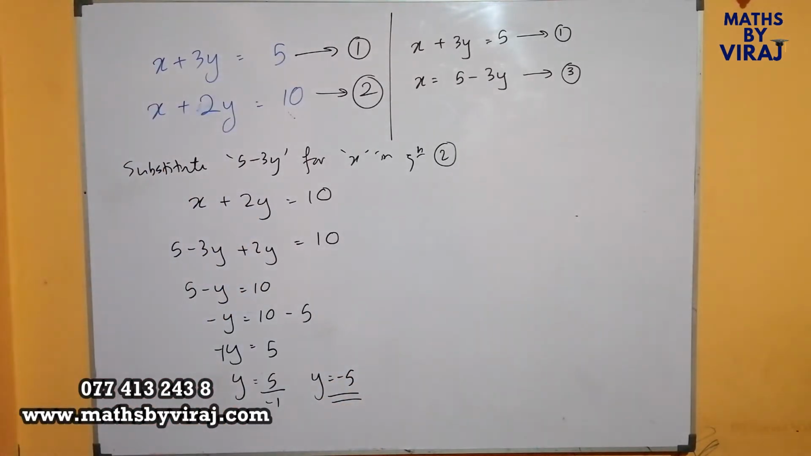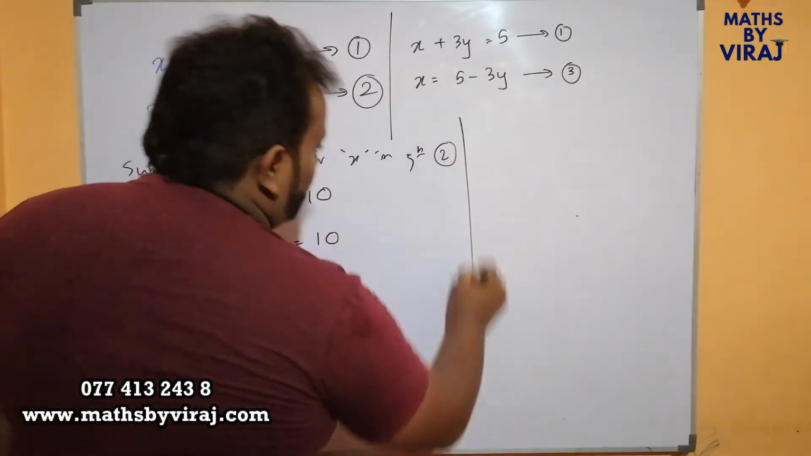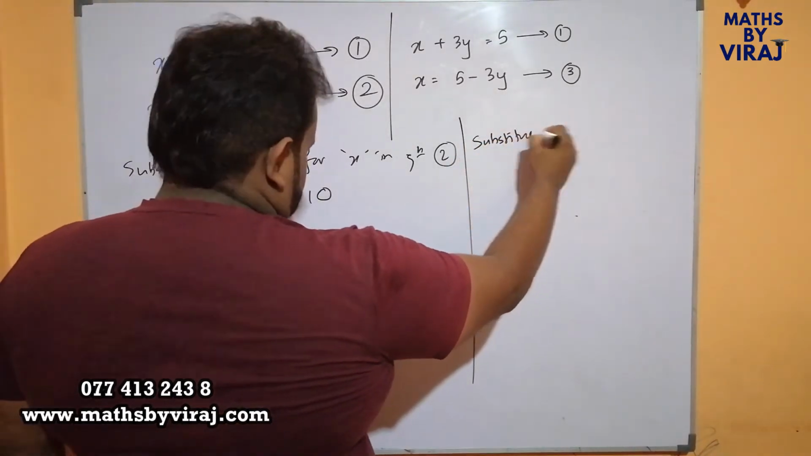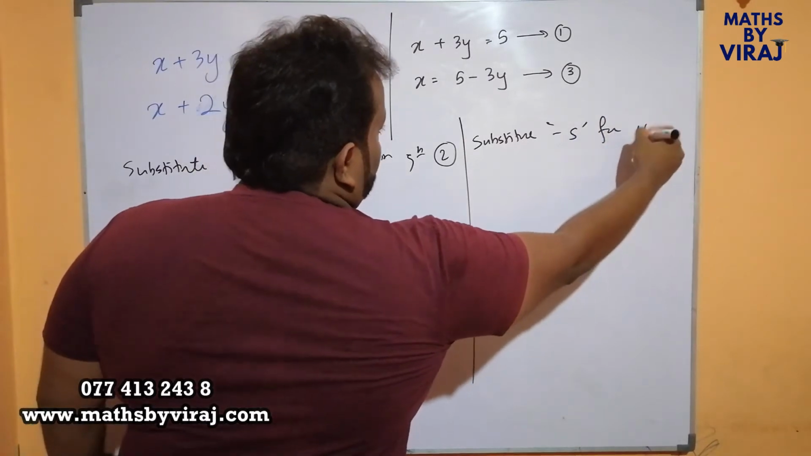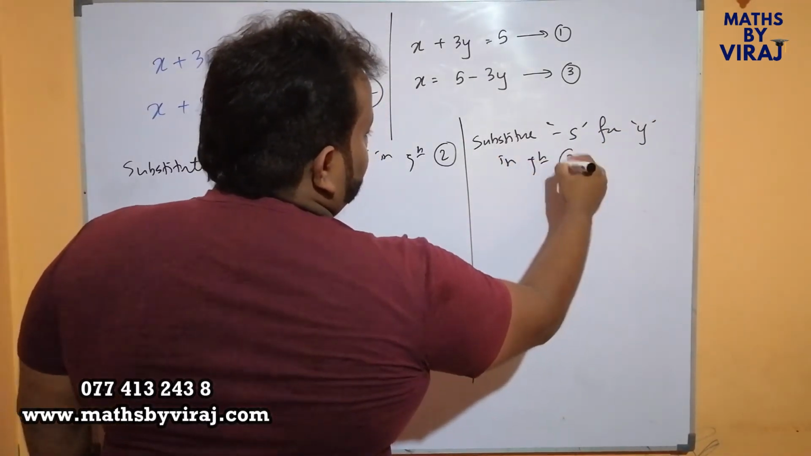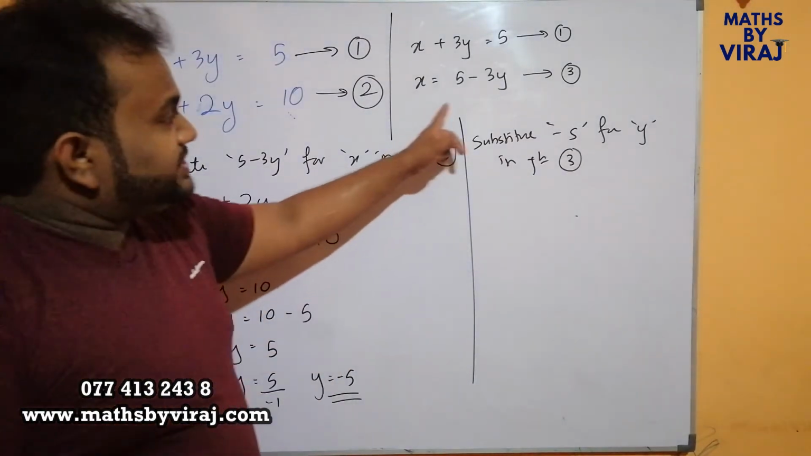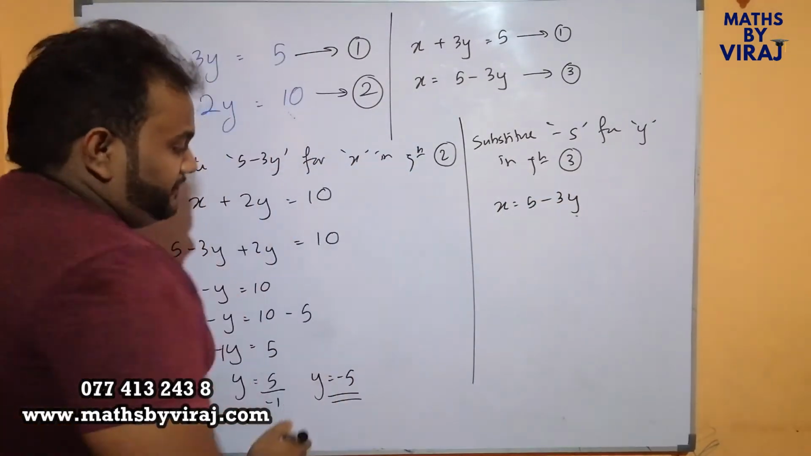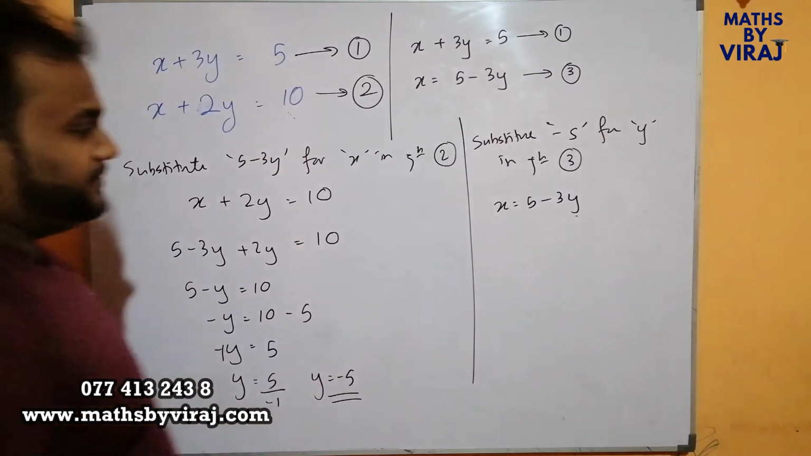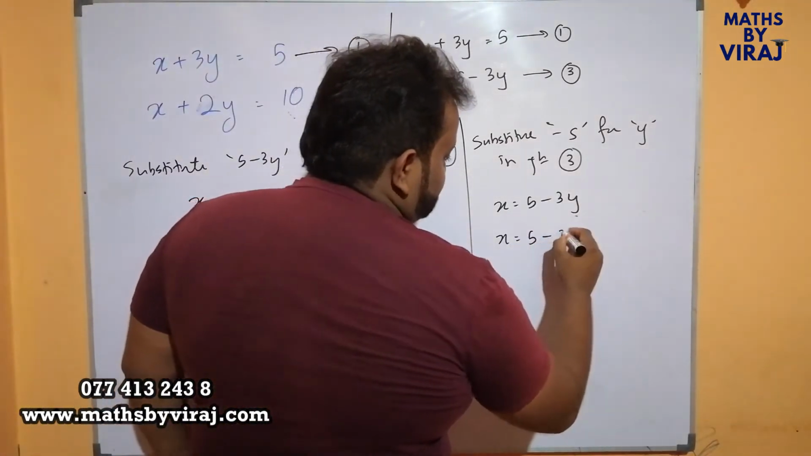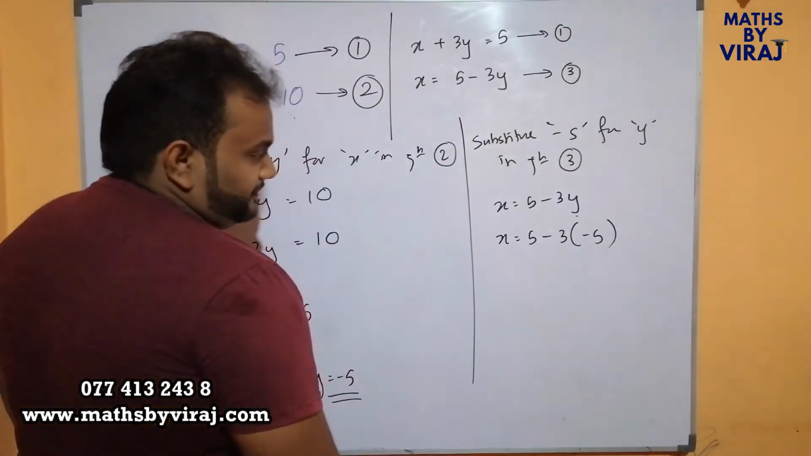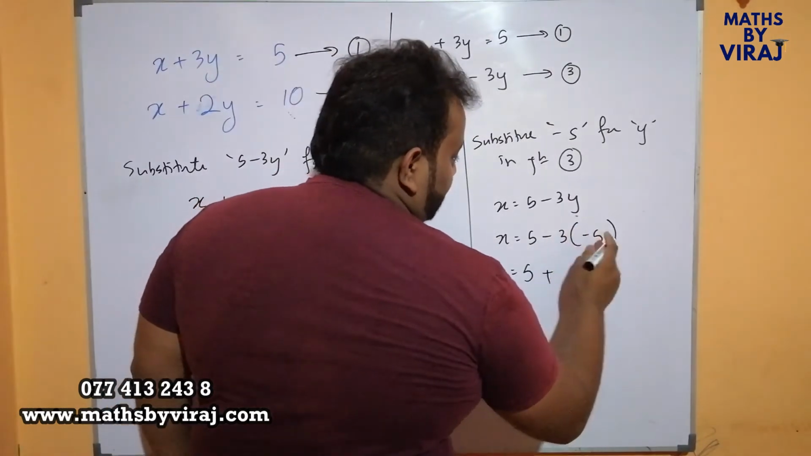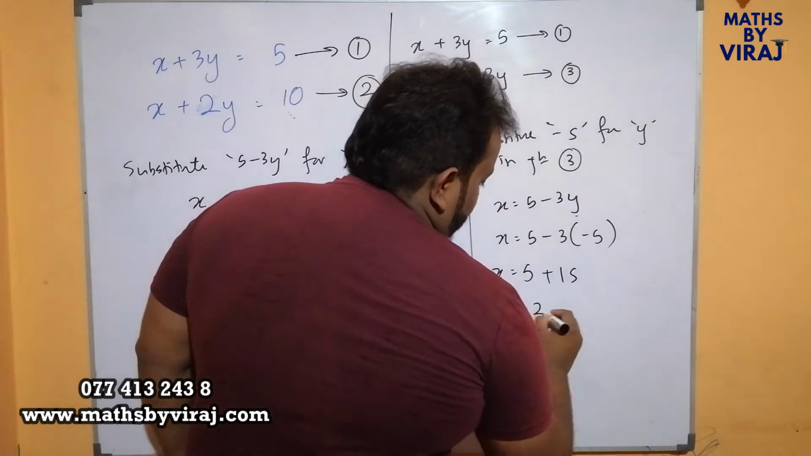When the value of y is minus 5, we can very easily find the value of x. Now, we can substitute minus 5 for y in equation number 3. Equation number 3 is x equals 5 minus 3y. Therefore, we have found the value of y to be minus 5. x is equal to 5 minus 3 multiplied by minus 5. Then x equals 5 plus 3 into 5, which is 15. Therefore, x is equal to 20.